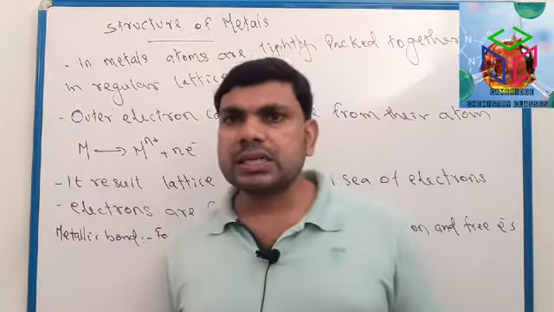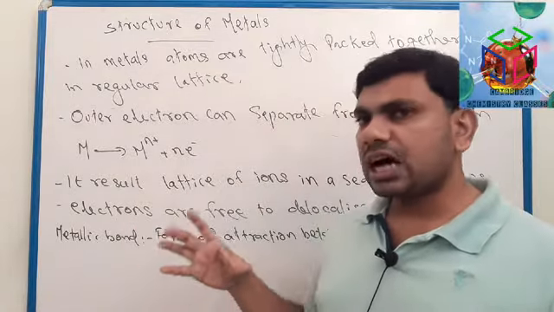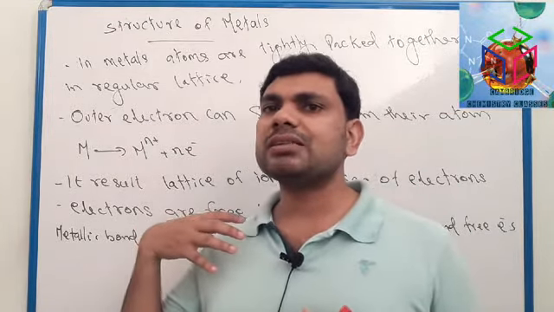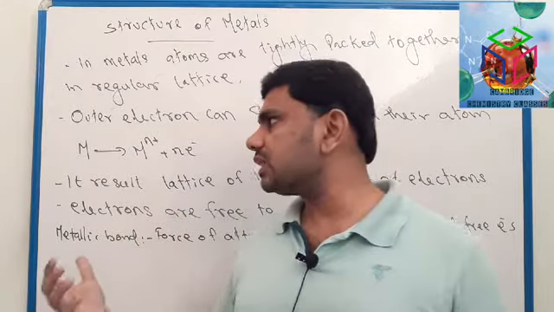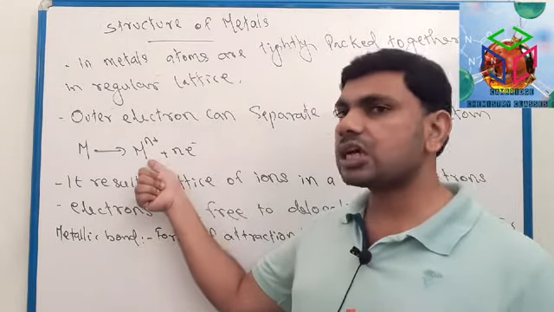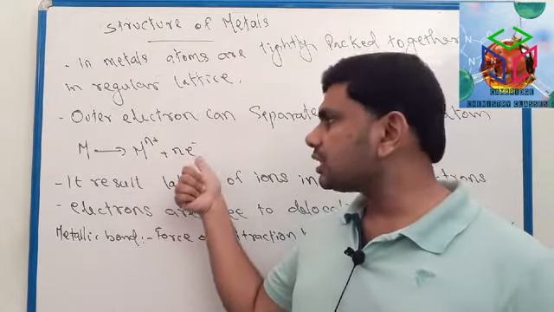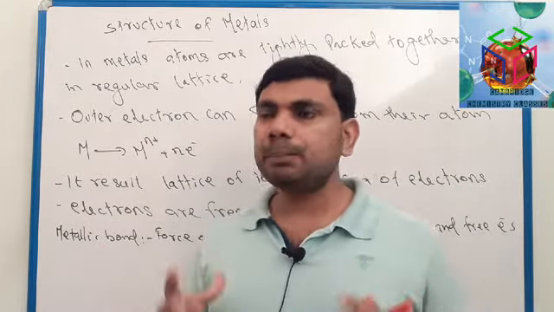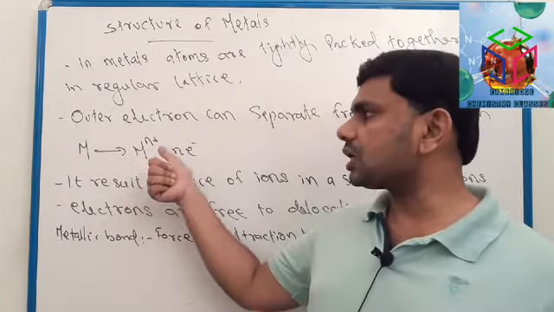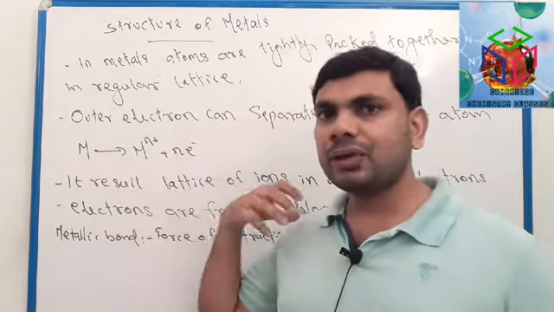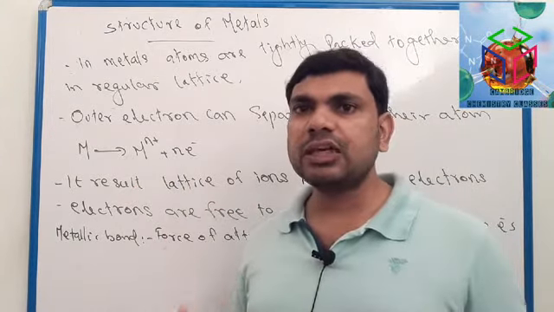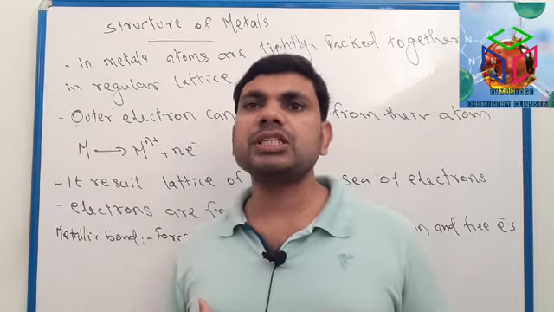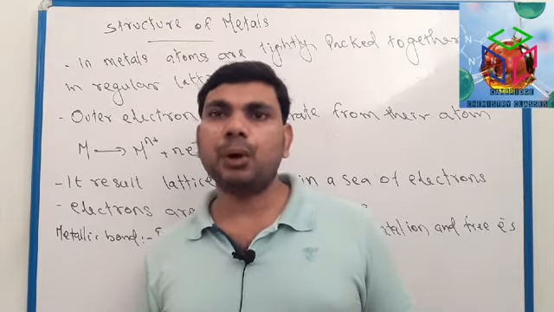So here we discuss metals. Atoms are tightly packed, but their outer shell electrons can separate from the atom very easily and form a positively charged ion and negatively charged electron. The force of attraction between the positively charged ion and the free moving, negatively charged electron, this force of attraction is called metallic bond.